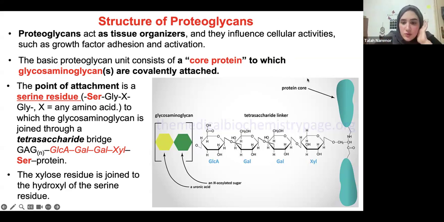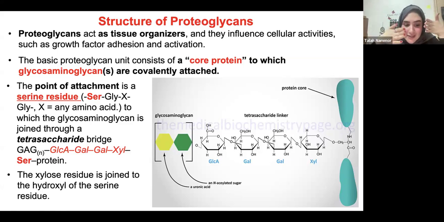Tamam? And you need to know the structure. So let's look at the structure. We have a glycosaminoglycan here, and then we have a core protein. The thing that binds the glycosaminoglycan with the core protein is called a tetrasaccharide linker. Tetrasaccharide linker means it's made up of sugar, because saccharide means sugar. So we have 4 sugars that will bind to the core protein. And these sugars usually bind to the protein through a serine residue. Serine is an amino acid.